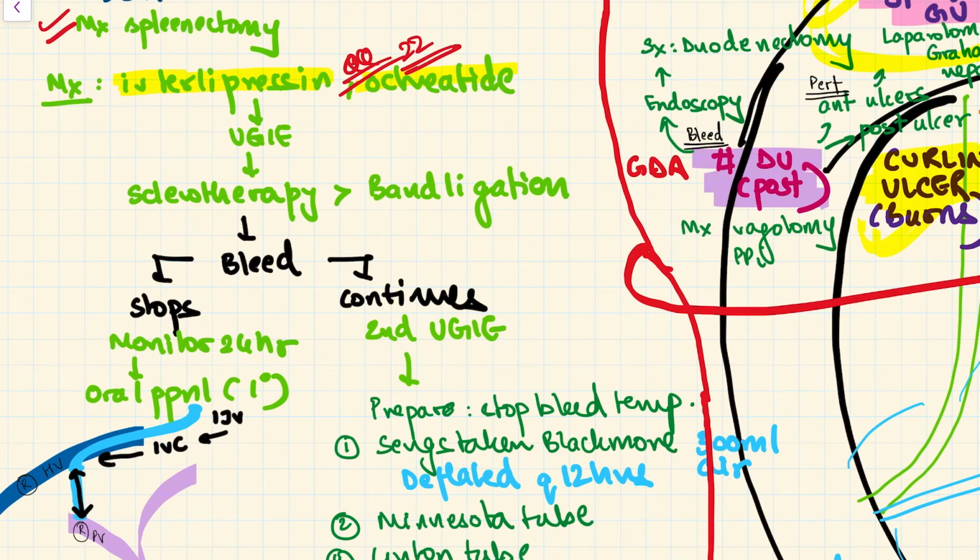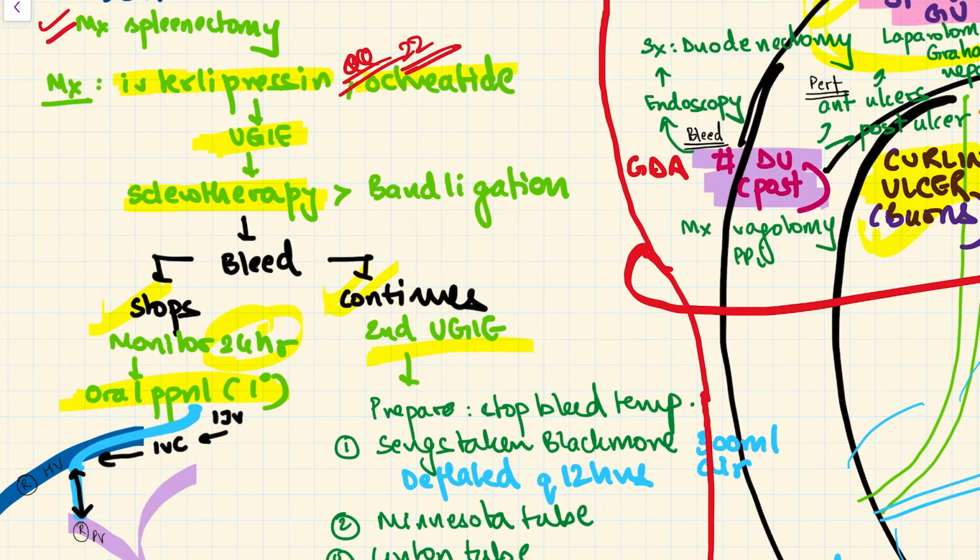Then after giving the drugs, we do endoscopy, and the treatment of choice is sclerotherapy more than band ligation, right? Now we assess the bleeding, whether it has stopped or it is continuing. If the bleeding stops, then nothing has to be done, just monitor for 24 hours, and we give primary prophylaxis with propranolol. While if the bleeding is still present, then the second round of endoscopy is done, right?